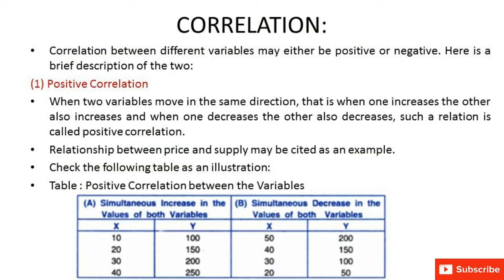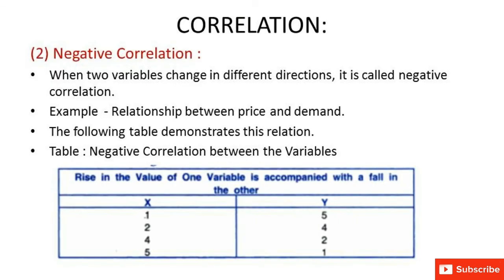Next topic is correlation. Correlation between different variables may be either positive or negative. Positive correlation: when the two variables move in the same direction, that is, if one increases then the other also increases, and if one decreases then the other also decreases. Such a relation is called positive correlation. For example, relationship between price and supply.